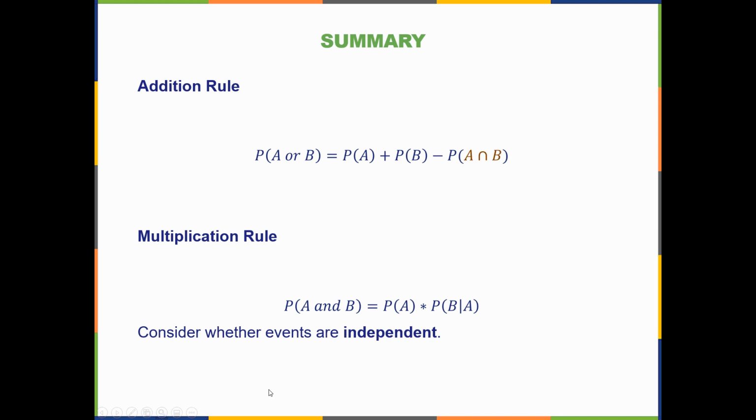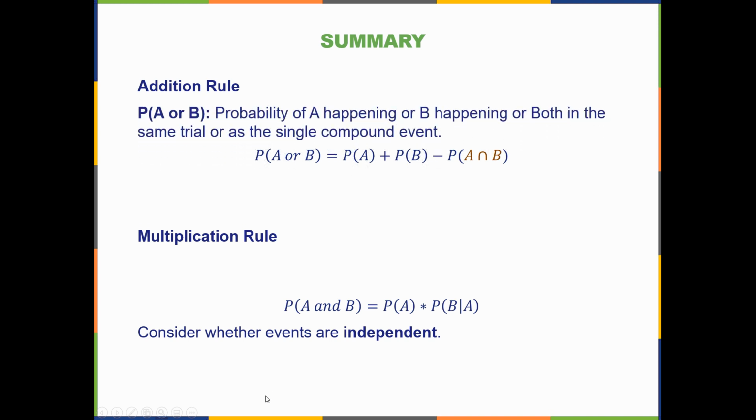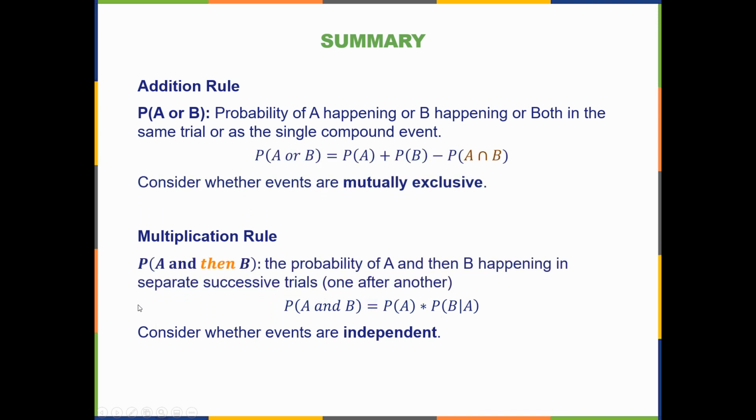So the summary of the previous counting rules: P of A or B is the inclusive or. We have to consider whether these events are mutually exclusive or not. The multiplication rule, P of A and then B with multiple trials, is the probability of P of A times P of B given that A has already happened, so we're considering whether events are independent. Right, so that's an overview.